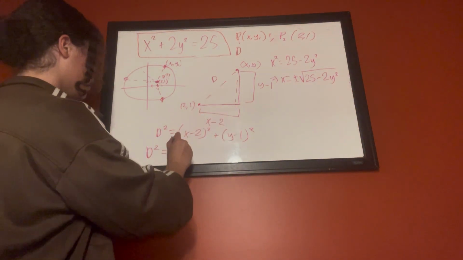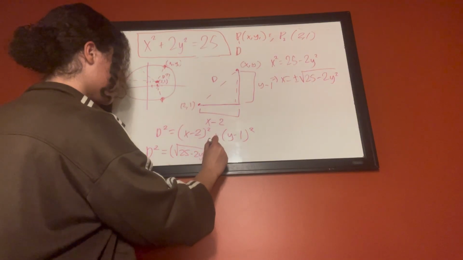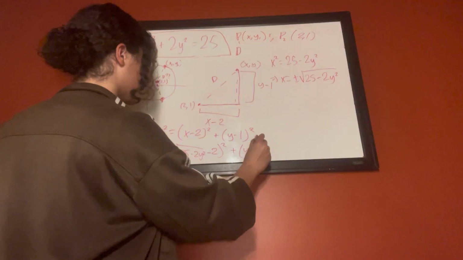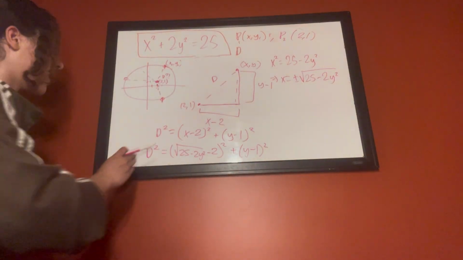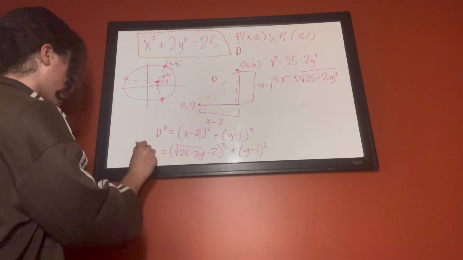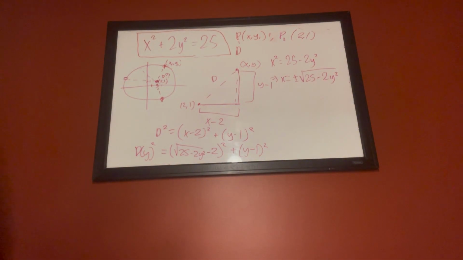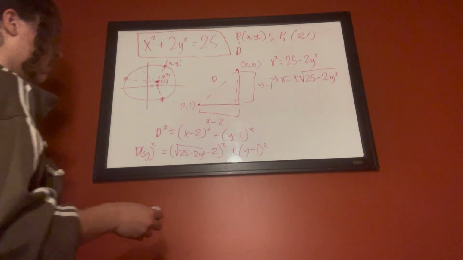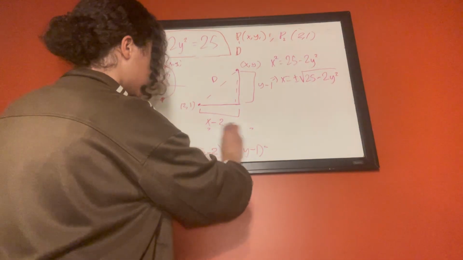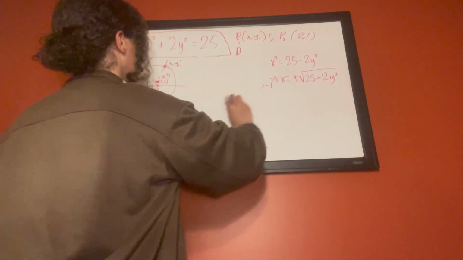So I have the square root of 25 minus 2y squared, minus 2, all of this squared, plus y minus 1 squared. And that's my distance function, and it's now a function of y, so d of y squared. Okay, now we can begin differentiating. So I'm just going to erase everything else.